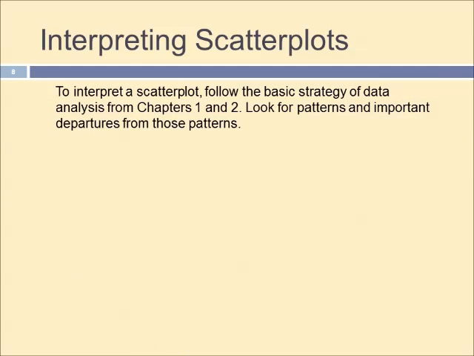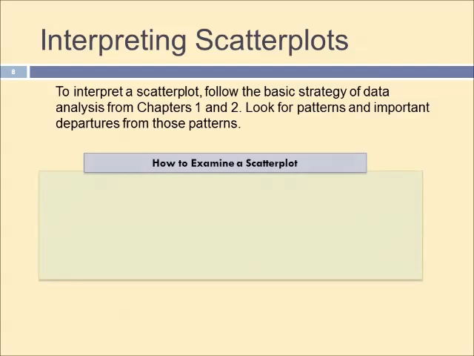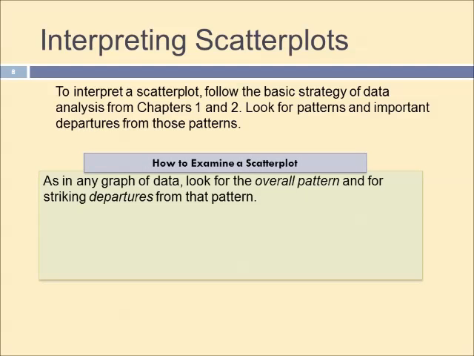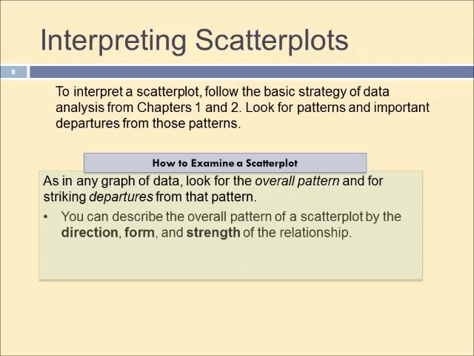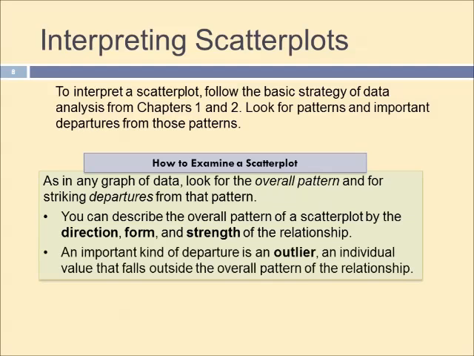To interpret a scatter plot, we follow the basic strategy of data analysis from chapters 1 and 2. We look for patterns and important departures from those patterns. As in any graph of data, look for the overall pattern and for any departures from the pattern. We can describe the overall pattern of a scatter plot by the direction, form, and strength of the relationship. An important kind of departure is an outlier, and that's an individual that falls outside the overall pattern of the relationship.